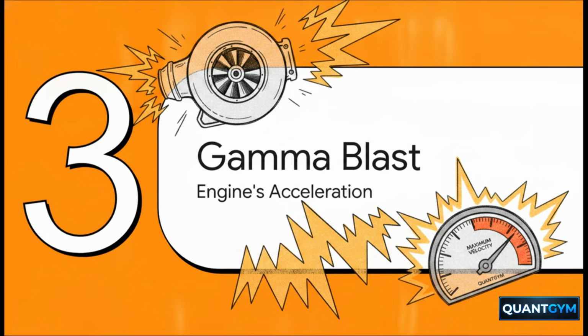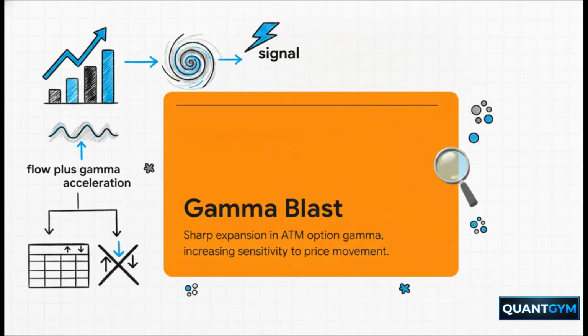Section 3, triggering a gamma blast, the engine's acceleration. Okay, so if the flow oscillator is our engine's momentum, the gamma blast is the literal turbocharger that violently accelerates the entire system. But what exactly is it? Well, it detects the exact moments when ATM option gamma activity expands sharply. To put it simply, it's when the options market suddenly becomes hypersensitive to the underlying price. Just a tiny twitch in the index creates a massive, super fast move in the option premium.